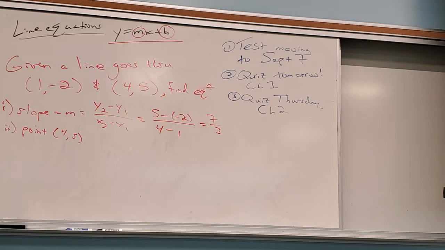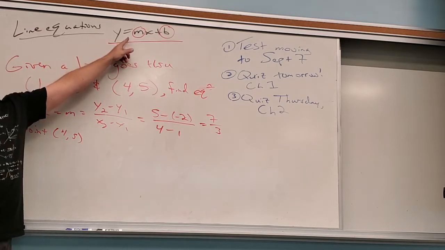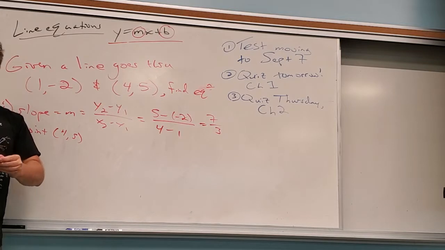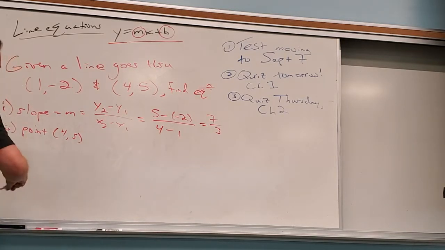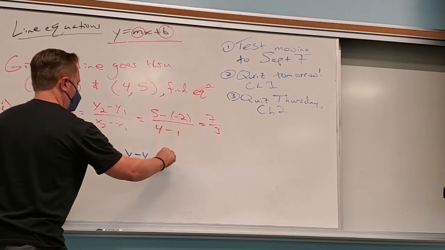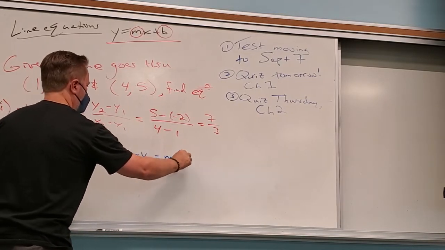So what do I do from here? There's two things you can do from here. Let me show you the standard way, and then I'll show you the slightly less standard. Does anybody know another equation for a line besides this one? I'll get it started, see if anybody remembers. y minus y1 equals m times x minus x1.